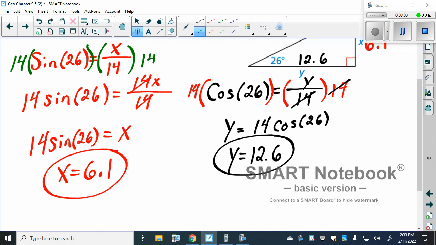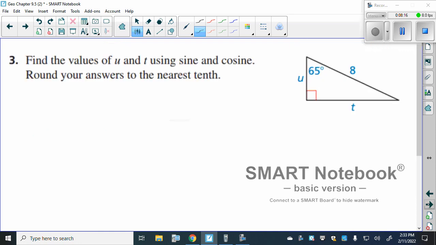Questions on this here? So really, figuring out whether we use sine or cosine is determined by what we're given and what we're trying to find.